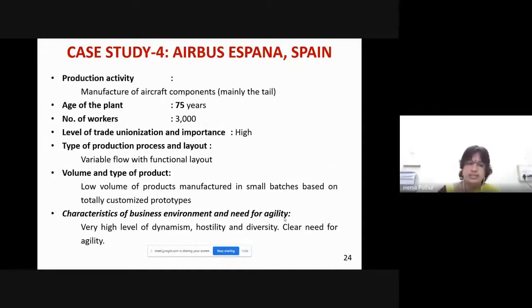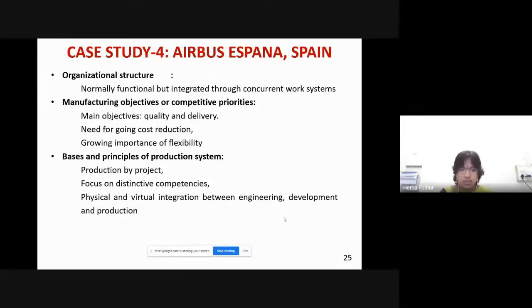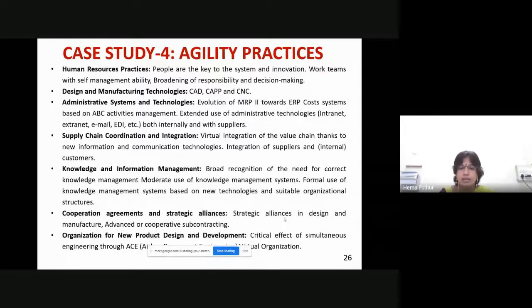And lastly, Airbus is something like this. They are manufacturing aircraft components, mainly the tail of the aircraft, for over 75 years, with a large number of workers in this industry, and the trade unions are very strong. But still, it is a variable flow line, and there won't be much higher variation because of that type of product. Look at the type of the product, what it is. This particular industry also has a need for agility, but still, the product itself is restricting.